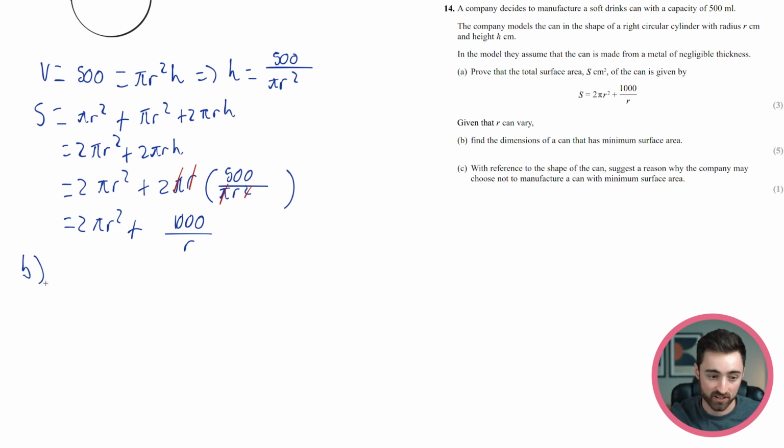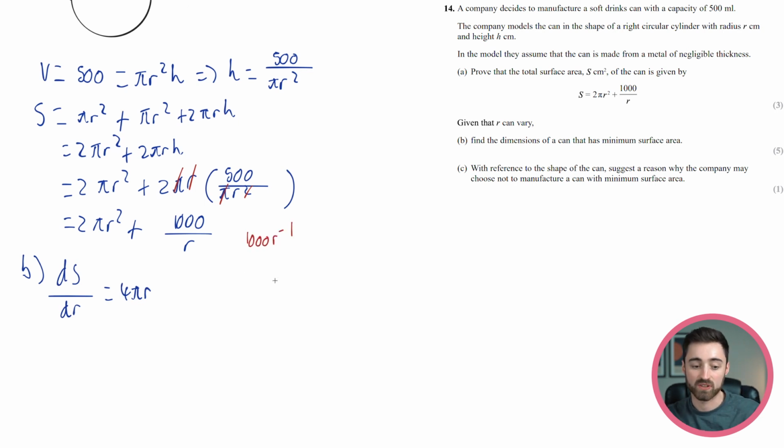minimum surface area. So the reason we got this S just in terms of r is because it's now quite easy to differentiate it. It's a bit more trouble when there's still an h there. So what I can do is say, ds by dr is equal to 4 pi r. And then this thing here is the same as 1,000r to the minus 1, isn't it? So differentiating that, I'm going to bring this minus 1 to the front, and then it's going to be r to the minus 2.